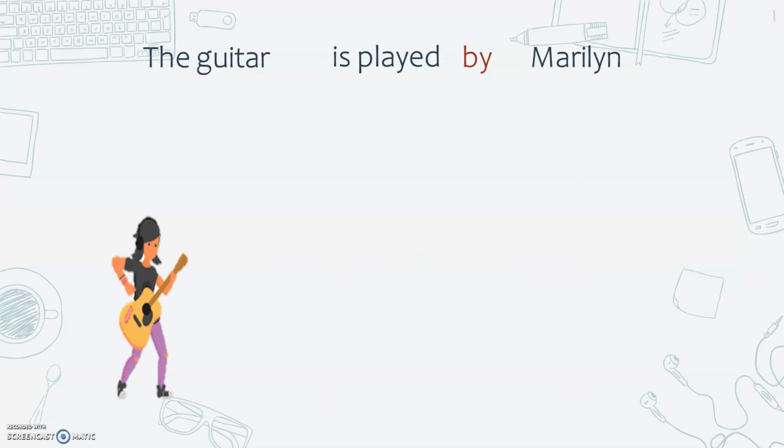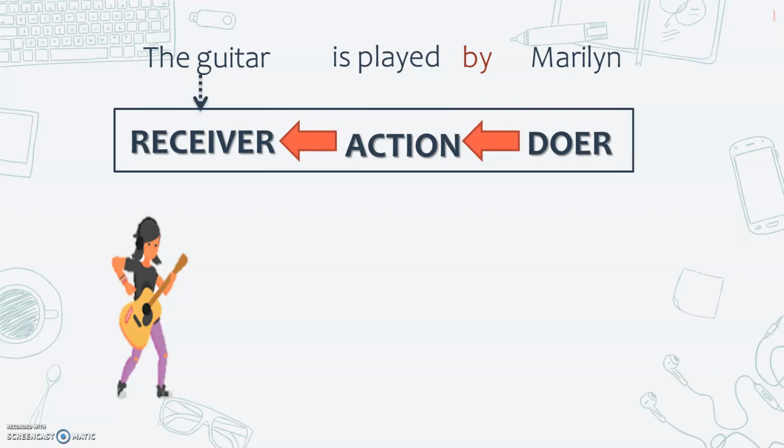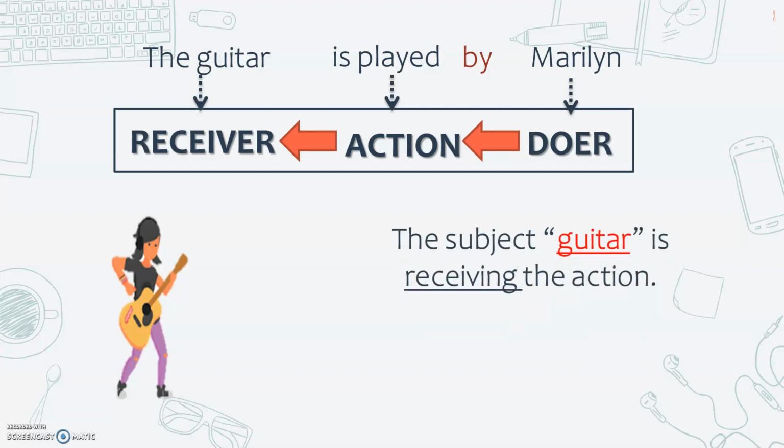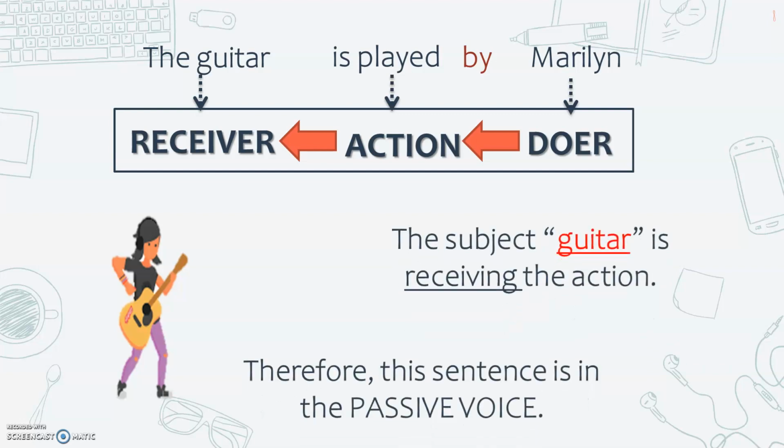This sentence has the same meaning and context as the previous example, but here the subject is the guitar and it is receiving the action played. Notice that the preposition by is written before the doer of the action, Marilyn.